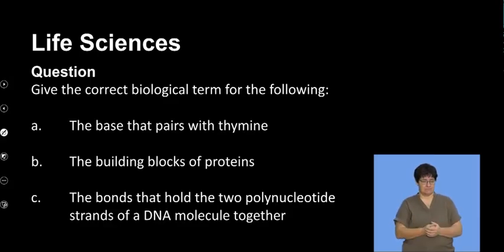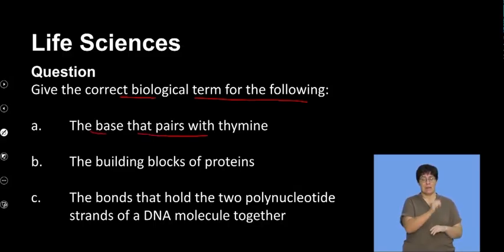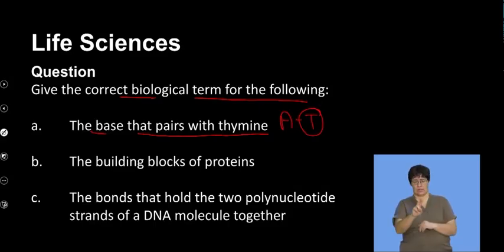Let's go into some terminology in terms of what we've just gone through in this segment. Give the correct biological terms for the following. As I mentioned, the terms are crucial to understanding biology and life sciences. A: the base that pairs with thymine. Guys, this is easy. We know that adenine and thymine always base pair together. So the base that pairs with thymine would be adenine.